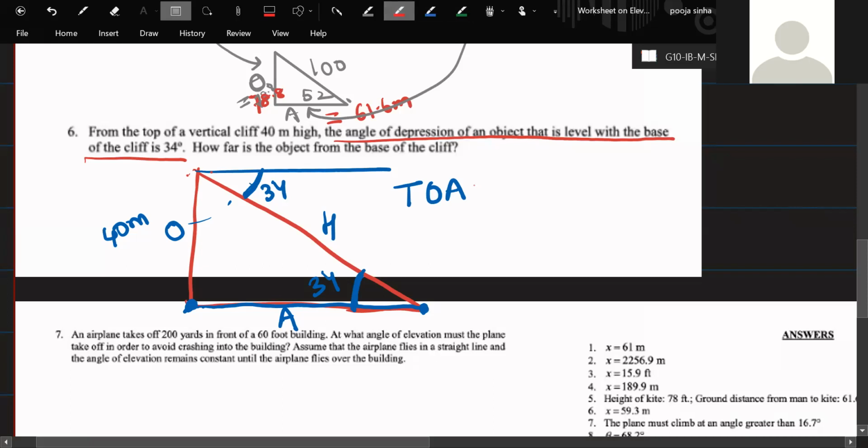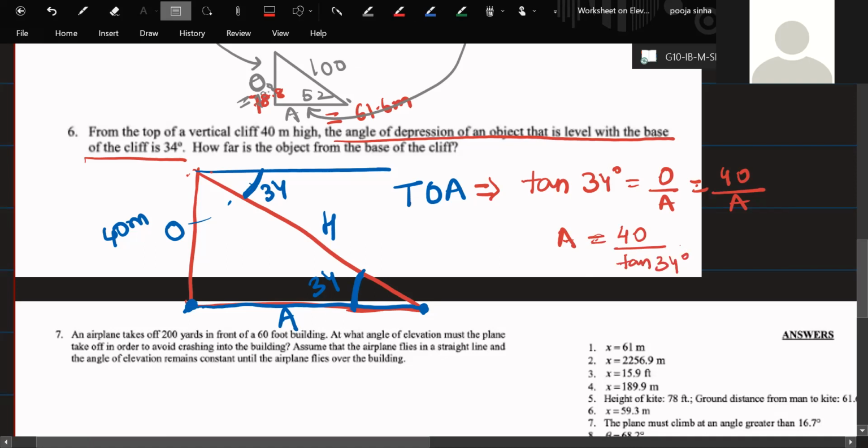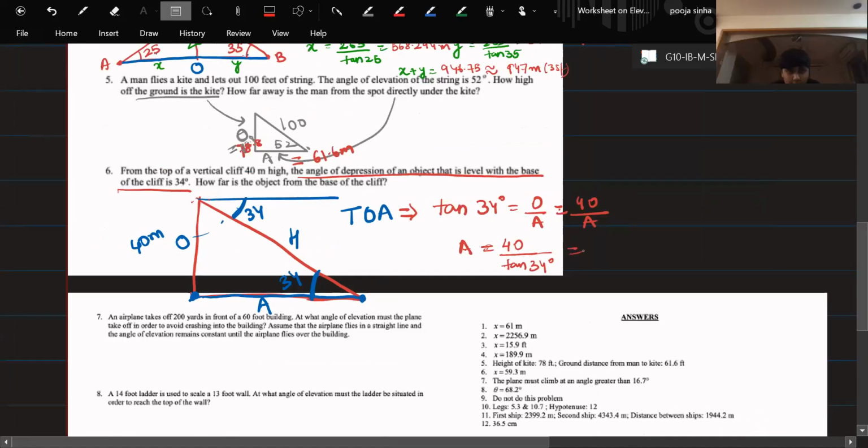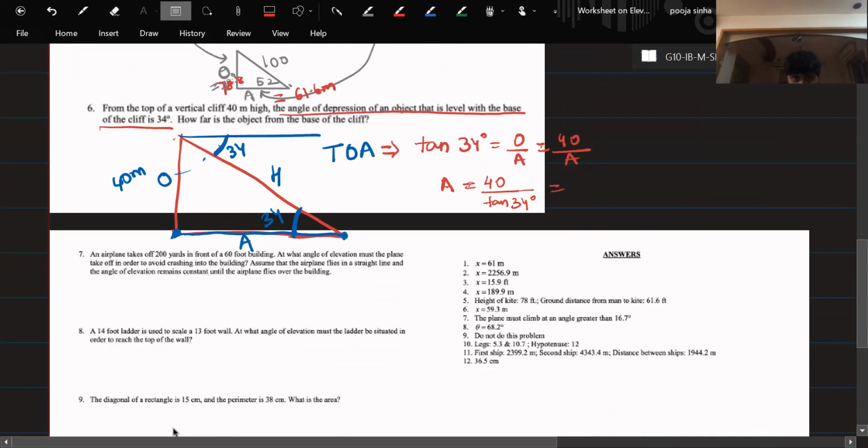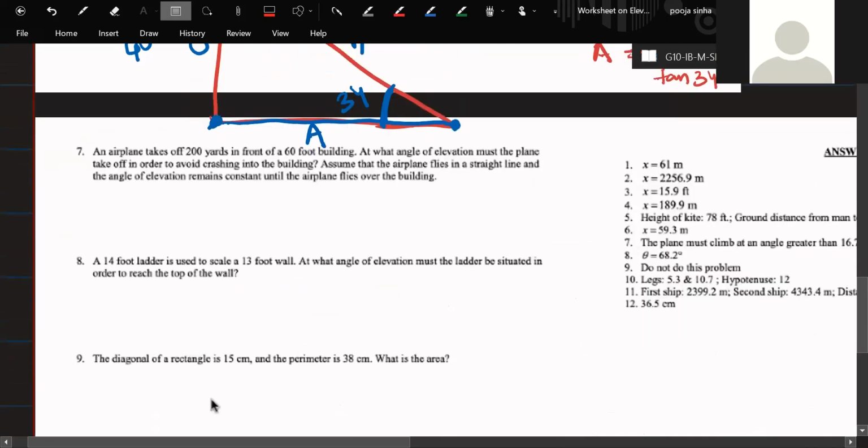What will we do now in TOA? Tan 34 is equal to O upon A. So O is 40 and A we don't know. So A would go up and it will become 40 upon tan 34 degrees, right? Yeah. Should I do it? Yes, and then do the next also.